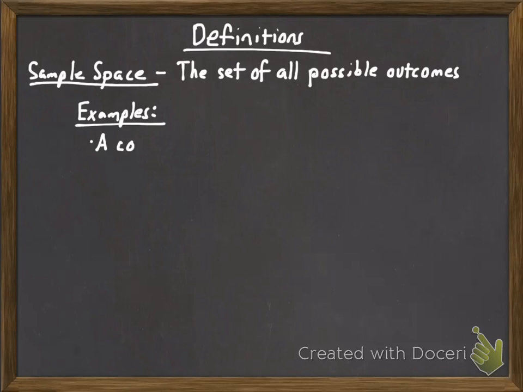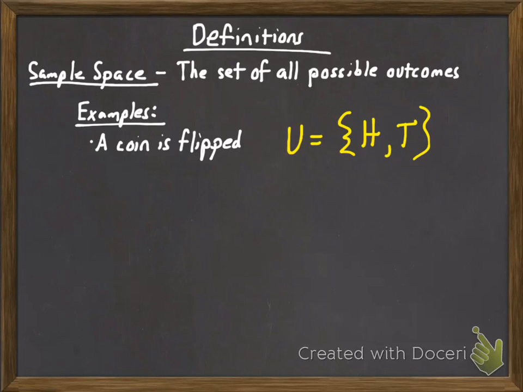So the sample space will depend on the experiment. For instance, a coin is flipped. Well, there's only two outcomes there. You can either get a heads or a tails. And so the sample space for that particular experiment would be that you get heads or tails. Now, we're going to refer to the sample space as being part of what's called the universal set. If you ever learned set notation, you'll know what a universal set is. And in this case, the universal set can include the outcomes heads or tails.